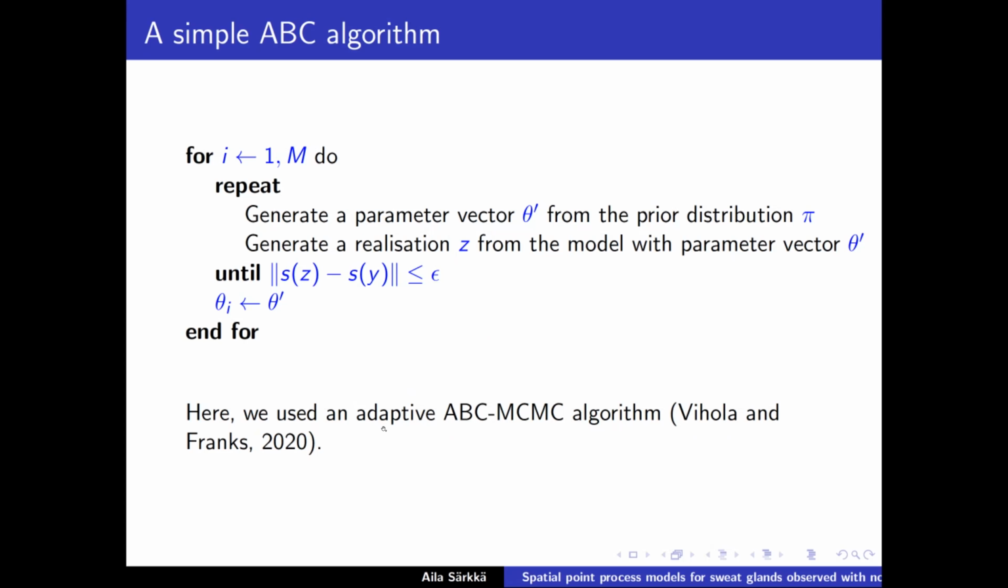And here we use something called an adaptive ABC-MCMC algorithm. There, in fact, you don't have to fix the tolerance level. Instead, you simulate a very large number, and then you take the ones where this difference is the smallest.